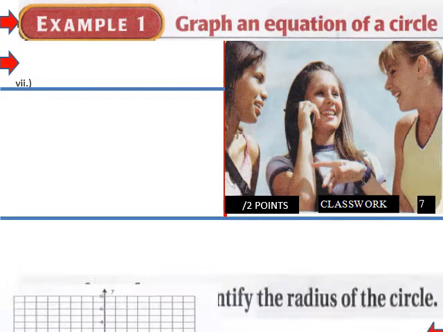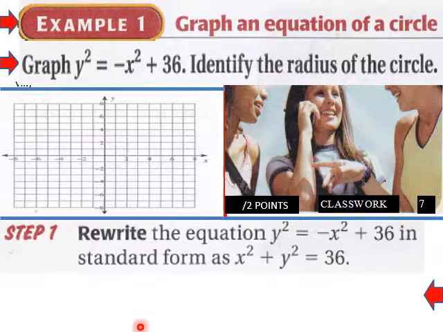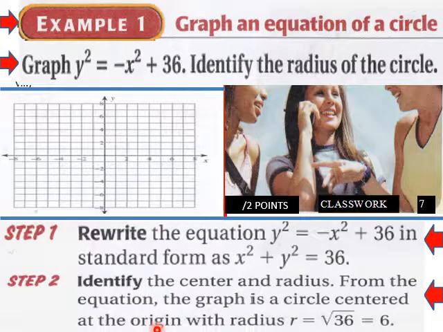Okay, example 1. Graph an equation of a circle. We have this equation. Identify the radius of the circle. Rewrite the equation in this form, so we move this over here. Identify the center and radius. From the equation, the graph is a circle centered at the origin with radius r. So it would be 6.